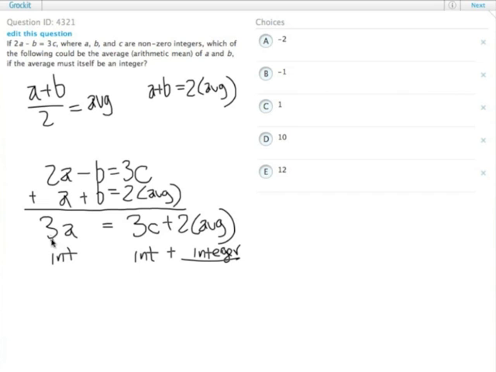So, because we found out that A is an integer, so 3A is also an integer, we divide this by 3. Therefore, this number itself must be divisible by 3, 2 times the average. And even though we don't know what that number is, the only number in the answer choices that's divisible by 3 is 12. Answer choice E.